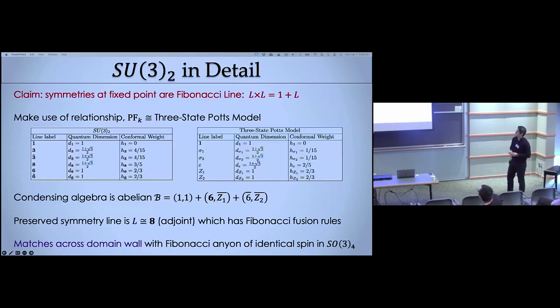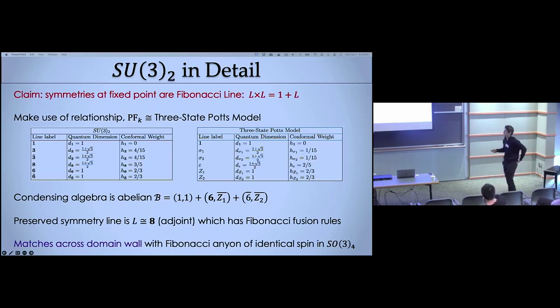Okay, so here's the simplest case where you find non-invertible symmetry in detail. That's SU(3). And so the claim in this case is that the symmetry at the fixed point is some Fibonacci line, so some L such that L times L is 1 plus L. In this case, for K equals 3, the PF3 is the same as the 3-state Potts model. So here is SU(3) level 2 with its lines, and here's the 3-state Potts model.